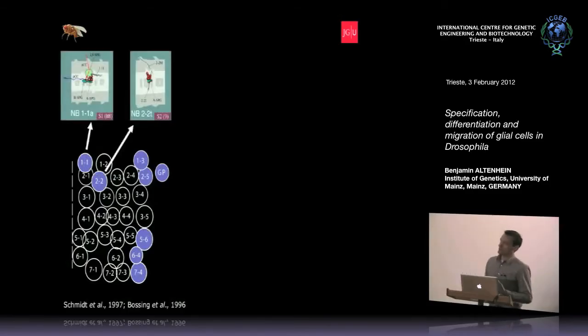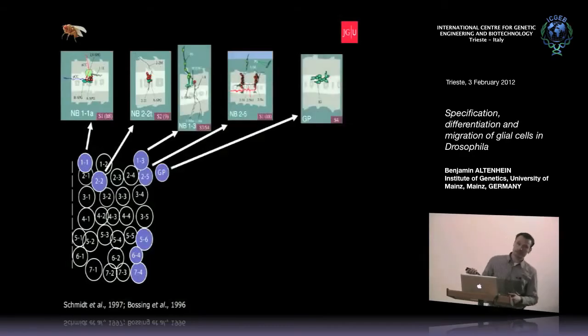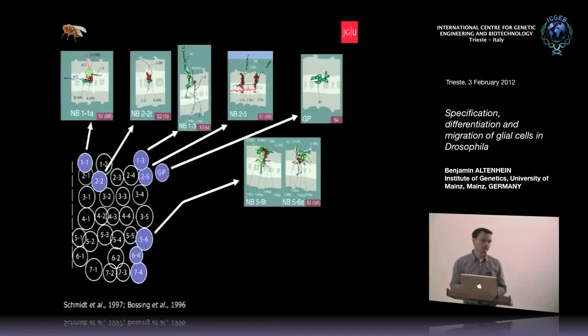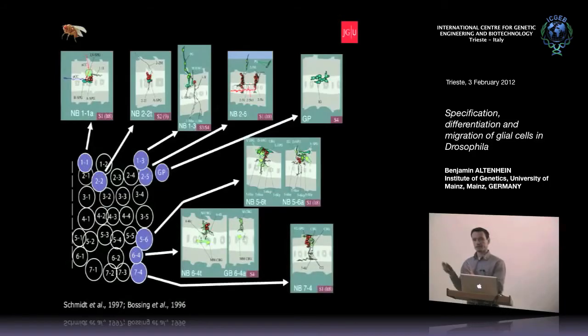And we know the cell lineages of all neuroblasts, and shown here are cartoons for those that produce glial cells, so we know which glial cells originate from what progenitor cell. And this is quite clear, and this is a fantastic situation to work with, because the fly genetics allow us to manipulate and play around with cell specification processes.